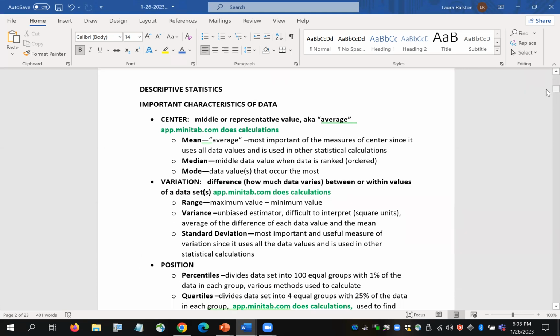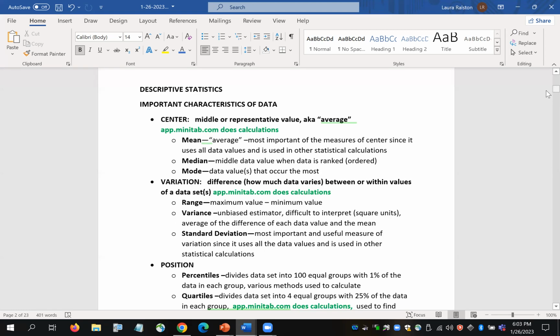So last Thursday, we were discussing descriptive statistics and the important characteristics of data. There are 5 important characteristics of data. You have the center, variation, distribution, outliers, and time. I've added an extra one in here. The measures of center that we talked about were the mean, the median, and the mode. The measure of center is kind of your middle or representative value. It's also sometimes referred to as the average.